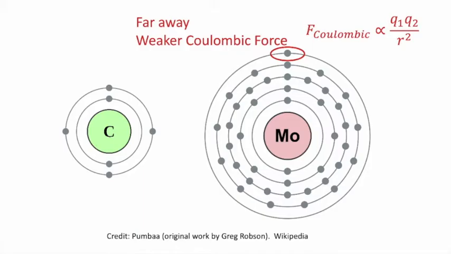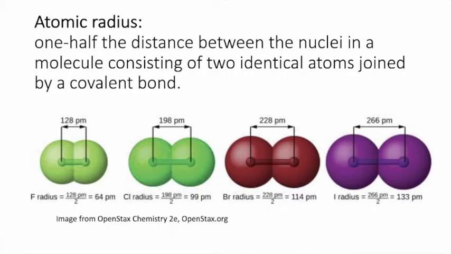The periodic trend this video is going to focus on is atomic radius. Now, the size of an atom is determined by its atomic radius. And we define an atomic radius as 1/2 the distance between the nuclei in a molecule consisting of two identical atoms joined by a covalent bond. We define it in this way because it's really difficult to tell where the edge of an atom is. Remember, we're dealing with all these quantum probability clouds.